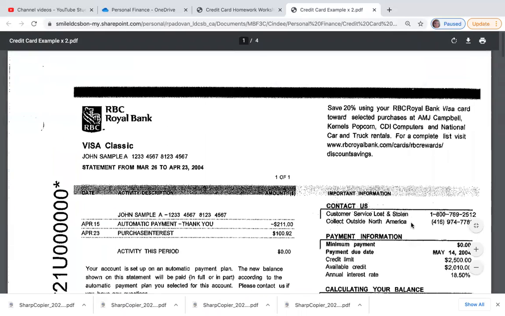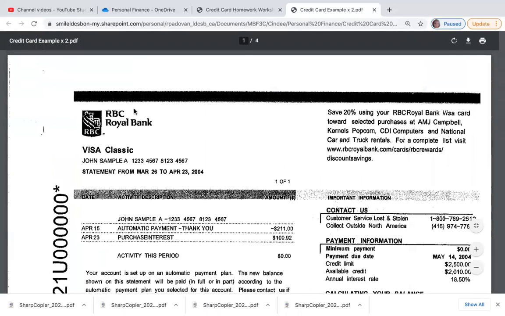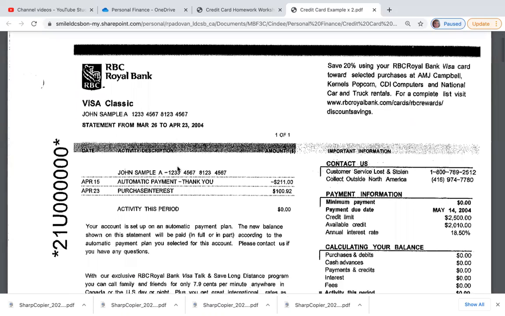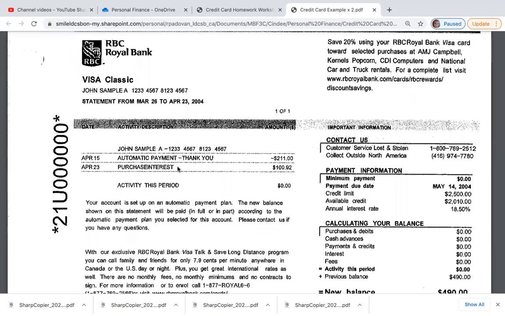So at the beginning, obviously, it says what bank it's from. So is this credit card from Royal Bank, TD, CIBC, Scotiabank? There's all kinds of different banks out there, right? Some perks or things that they have, some information they want to tell you might be in this top right side. You see, save 20% using the Royal Bank Visa card towards select purchases. And then here it tells you what type of Visa card you have, or there's MasterCard too, right? So just like I said, there's different ones.